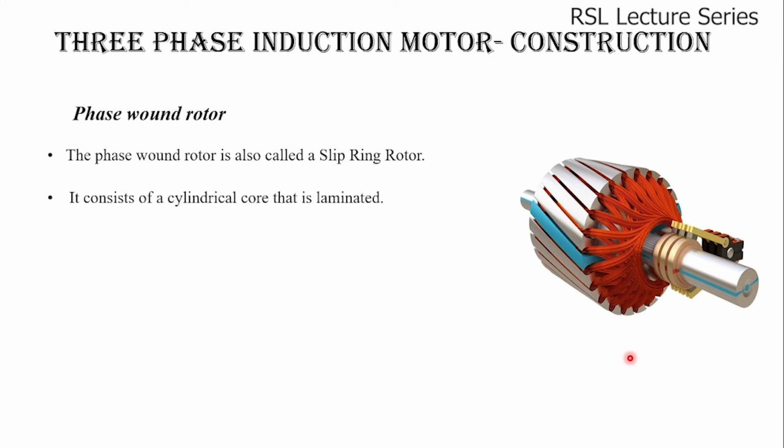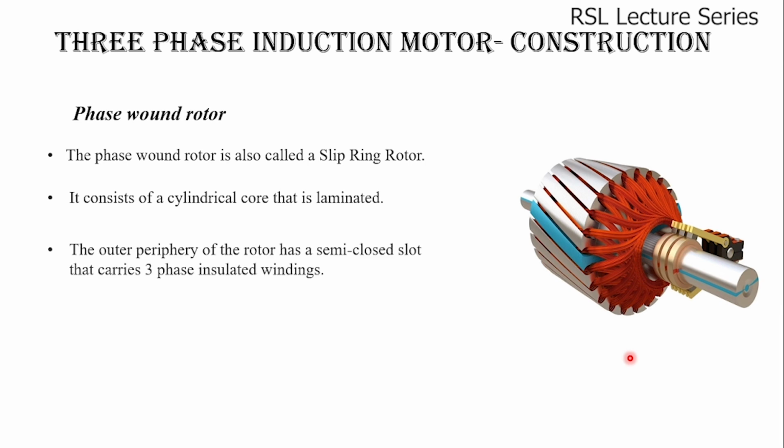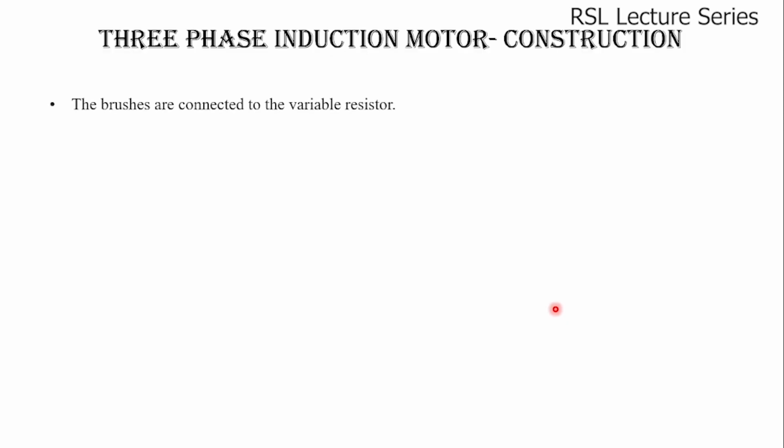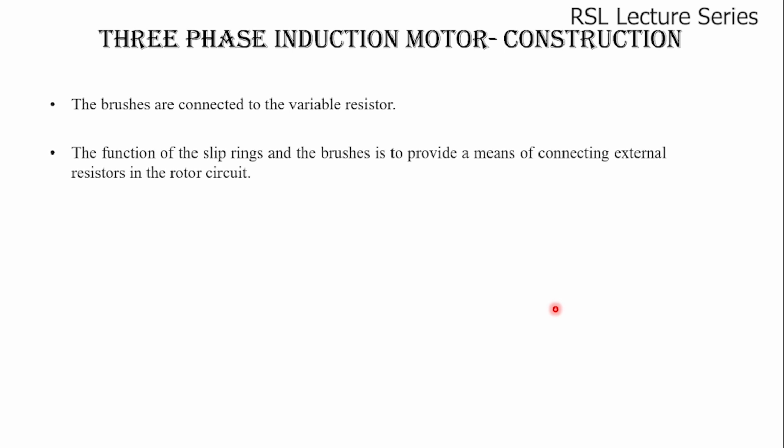Again, it consists of a cylindrical core, and it is laminated to avoid eddy current losses. It consists of semi-closed slots and carries three-phase insulated windings. The windings are always connected in star. Then the slip rings are mounted on the shaft with brushes. This is the brushes and slip ring arrangement. The brushes are connected to a variable resistor, so externally we can connect a variable resistance.